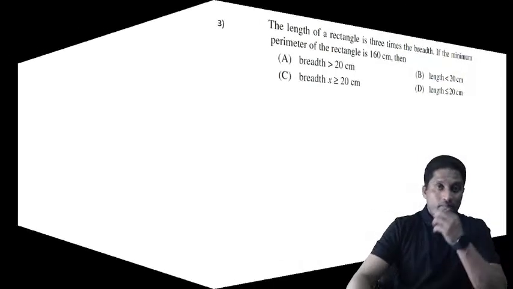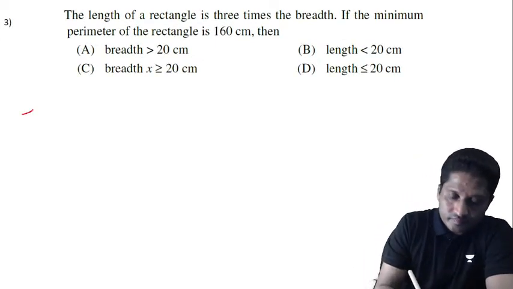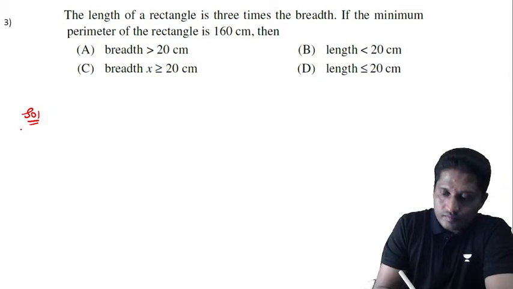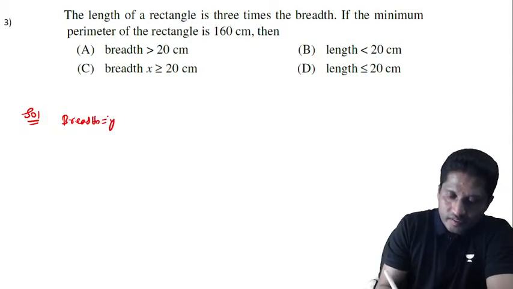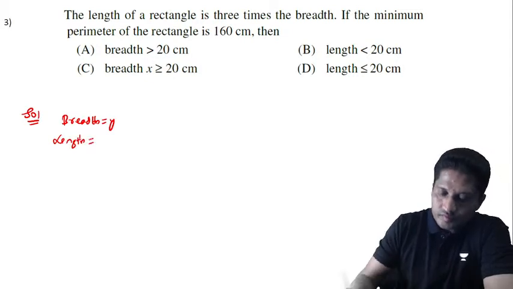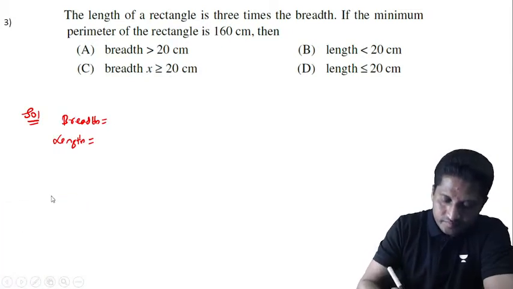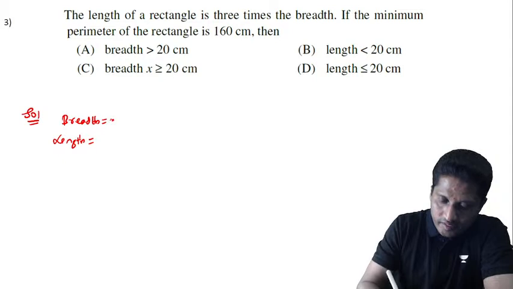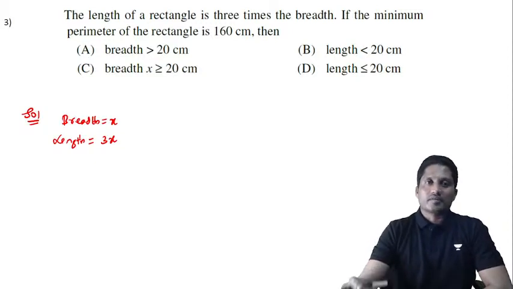Question number 3. The length of the rectangle is 3 times the breadth. Okay, now suppose the breadth is equal to y, length is equal to, okay, I'm going to take breadth is equal to x. Okay, length will be equal to 3x, because the length of the rectangle is 3 times the breadth. If I take breadth as x, length should be equal to 3x.